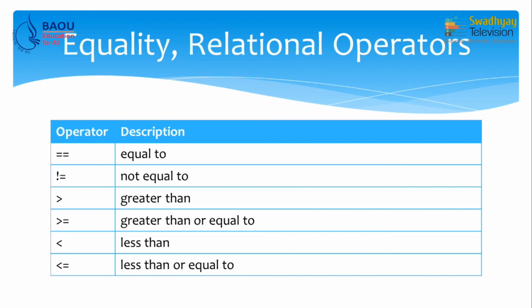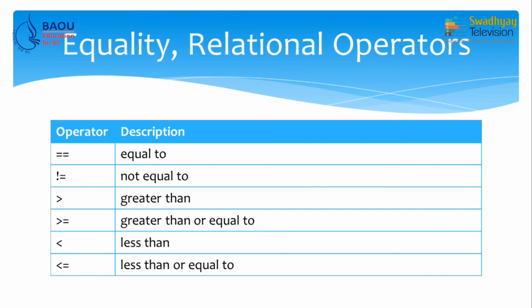The first operator is also called the equality operator, which compares two values for equality. Suppose I write A double equals B. What does it mean? If A equals B, then it returns true, otherwise it returns false. These operators are also called Boolean operators, because they return either true or false. The second operator is not equal to. It returns true if the left hand operand and right hand operand are not equal.